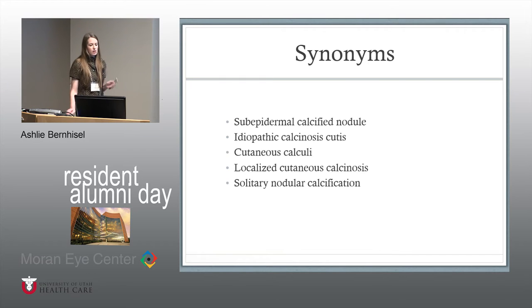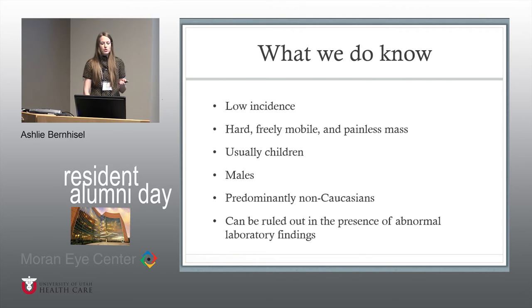There are basically five synonyms for this, which also makes it hard to look into cases. Other names for this are subepidermal calcified nodule, idiopathic calcinosis cutis, cutaneous calculi, localized cutaneous calcinosis, and solitary nodular calcification.